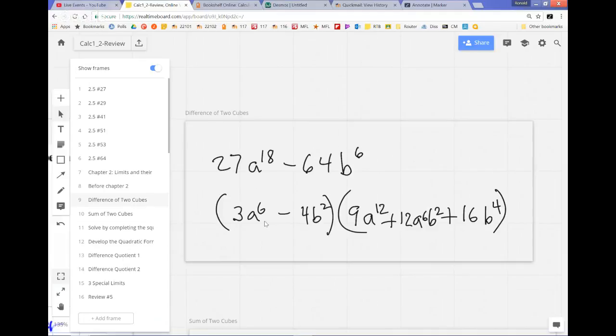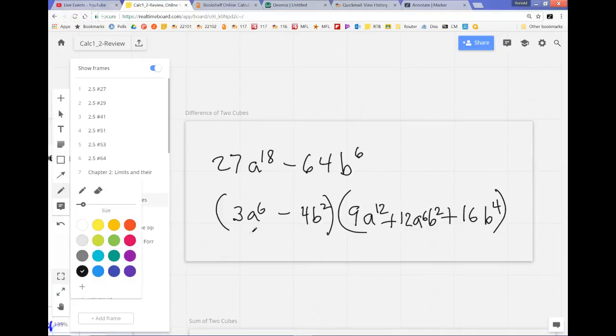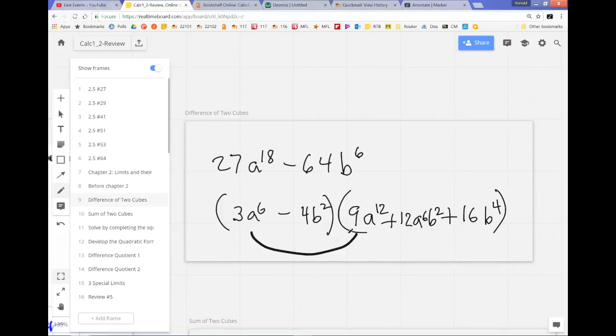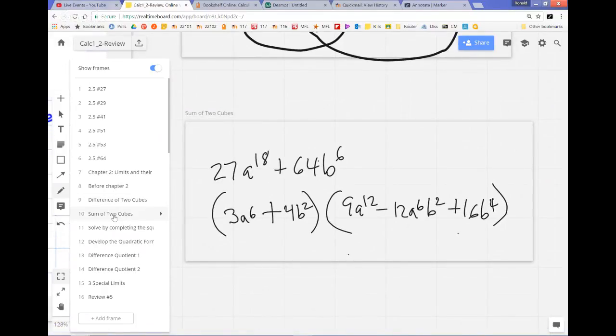And then over here, you take that term and square it, and that goes there. Take that term and square it, and that goes there. And then you take the product of the two. The product goes right there. What's the product? 3 times 4 is 12, 8 to the 6, b squared. And then this sign is the opposite of that one. And then you can also do it with a sum. Same thing, same rule.